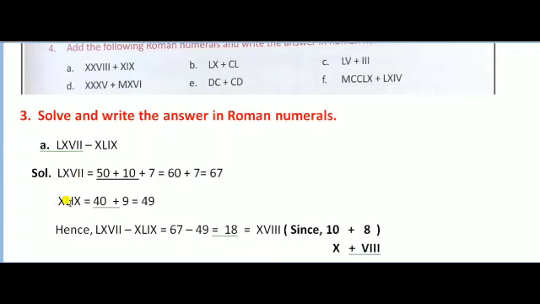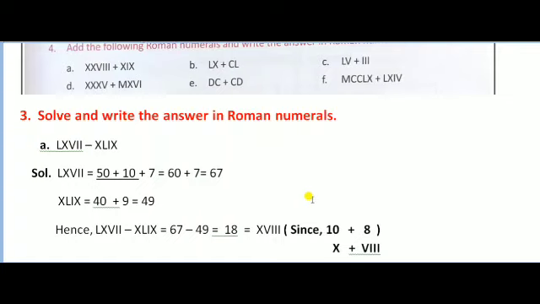Next one is XLIX. Already we are aware of XL. XL stands for 40. So here it is 40. IX is for 9. So 40 plus 9 becomes 49. So hence when we use the relation of subtraction, LXVII minus XLIX, the values for them are 67 minus 49. From 67 when you subtract 49, it is 18.